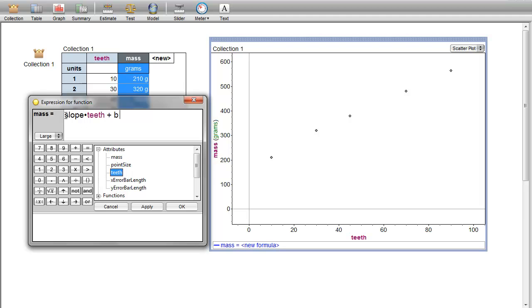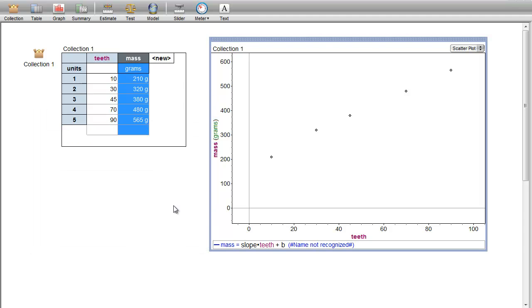At this point, Fathom does not know what the slope is or what b is. You hit OK. Here's the equation, not graphed because again slope and b are unknown. Let's tell Fathom what the slope and the y-intercept are going to be.